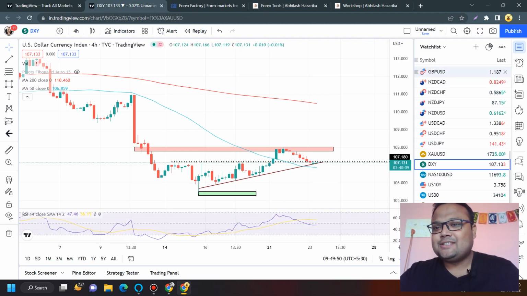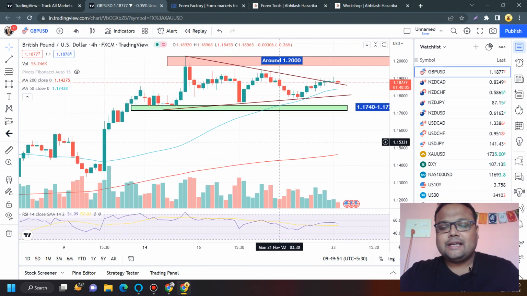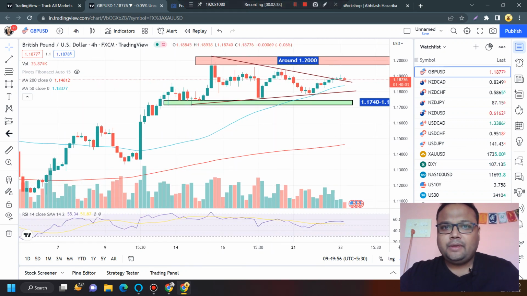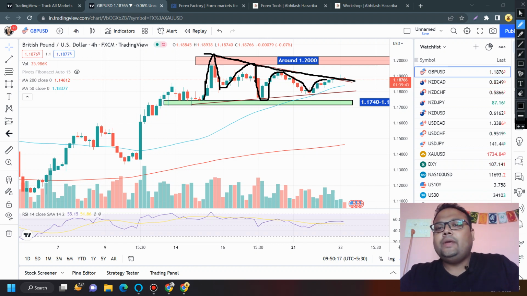Now let's have a look at the chart of GBPUSD. As I have already said, things have not changed much for GBPUSD. You can clearly see that whenever the market is going up, it is not breaking the previous high. Whenever the market is coming down, it is not breaking the previous low as well. So it's a clean symmetrical triangle pattern. A symmetrical triangle pattern is a bilateral pattern. It means that we may have a breakout on either side.